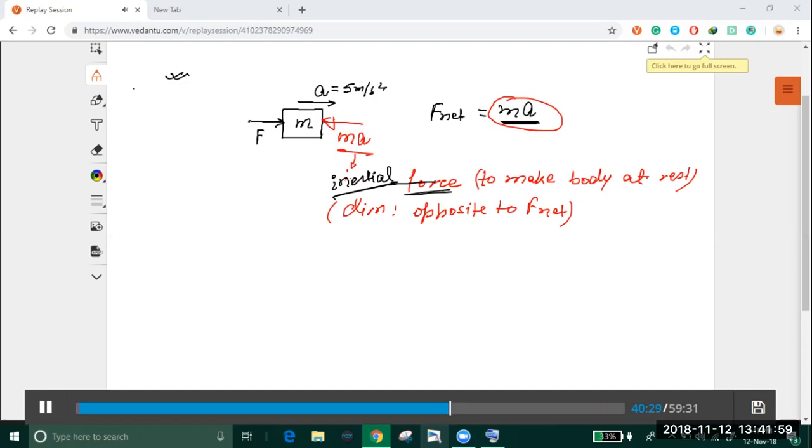So this is also called D'Alembert's principle. What is the spelling of D'Alembert? We just write the heading here.